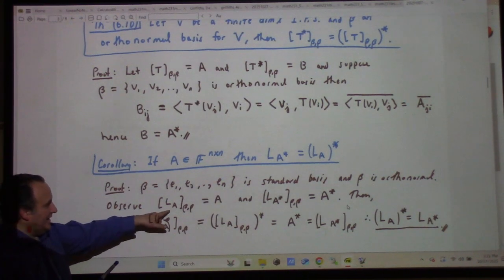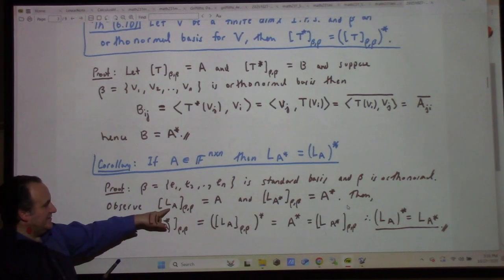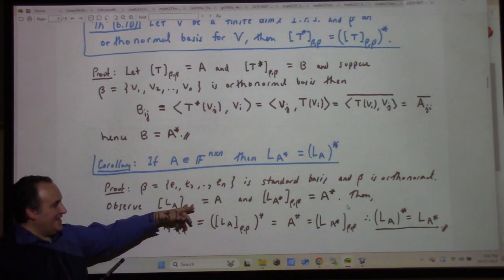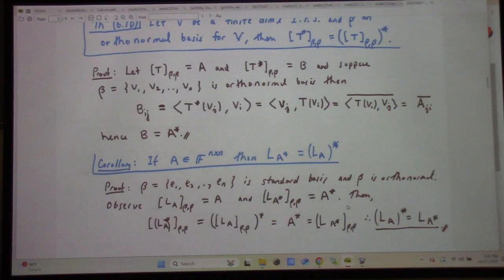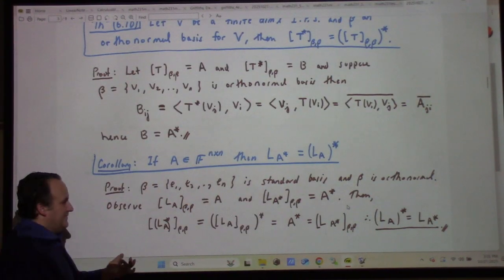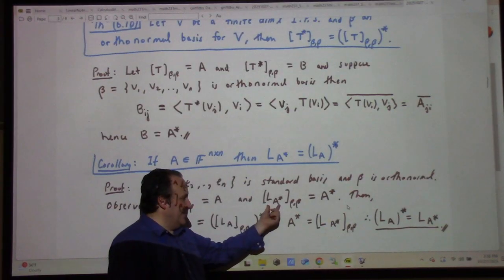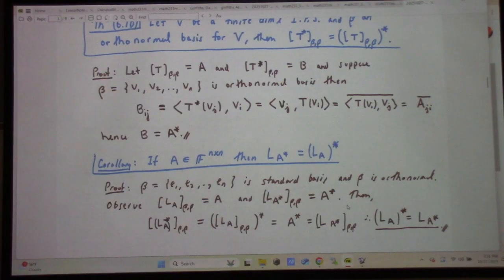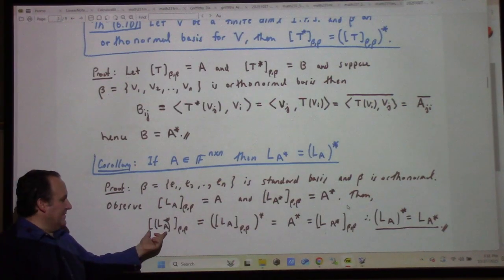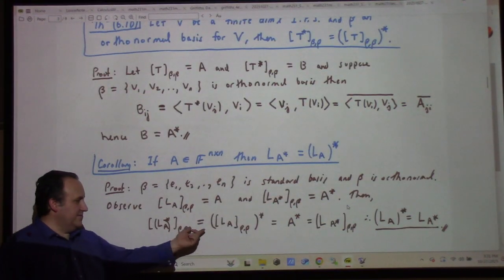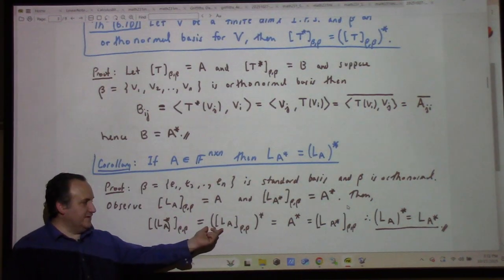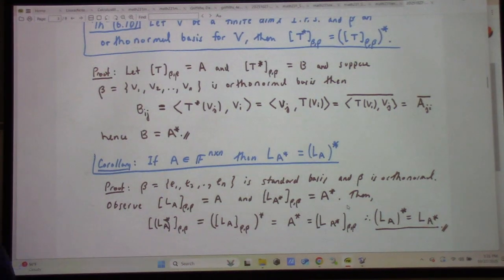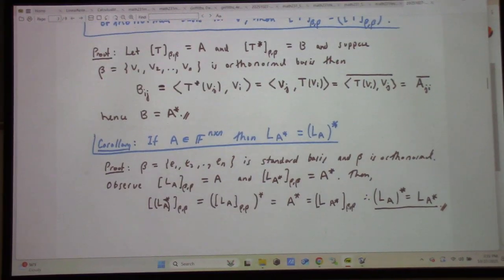So left multiplication by A with respect to the standard basis is just A again, that is the matrix of L sub A. And likewise, the matrix of left multiplication by the Hermitian adjoint of A is exactly that. And so we just proved that the matrix of the adjoint is the adjoint of the matrix of the transformation, and so that implies the result. Nothing much to see here, but nevertheless useful.